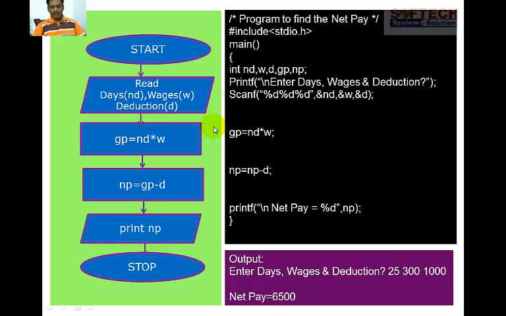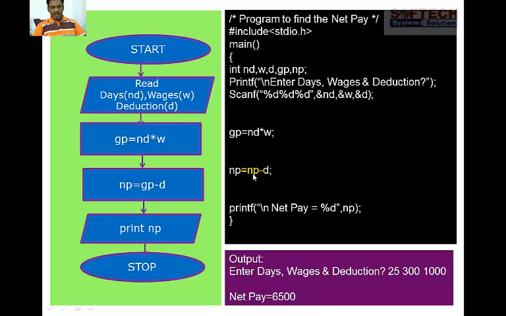So then we calculate gross pay. Gross pay equals ND star W. The value of ND is 25. The value of W is 300. 25 into 300 is 7500. So that 7500 is stored into GP. Then we calculate the net pay by using this formula, NP equals NP minus D. So it's not NP, it is GP. GP minus D. GP minus D. It is a typing error. It is GP minus D.